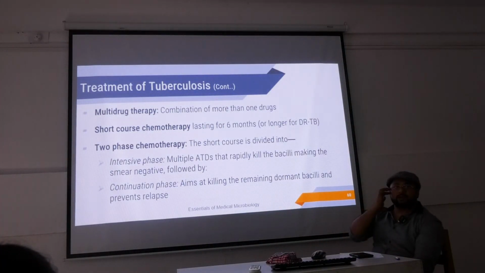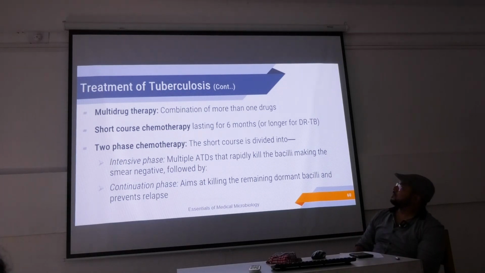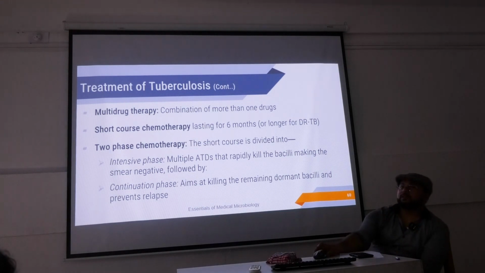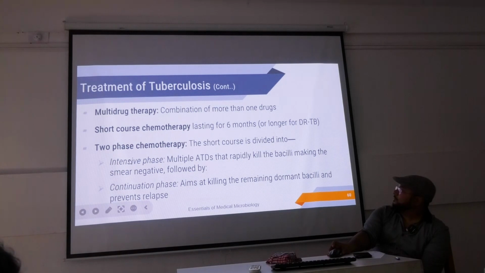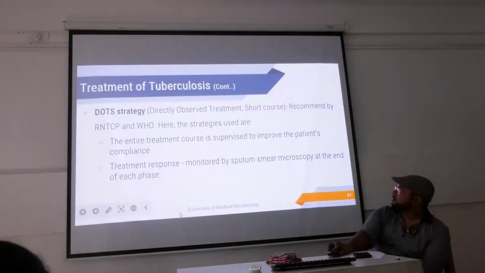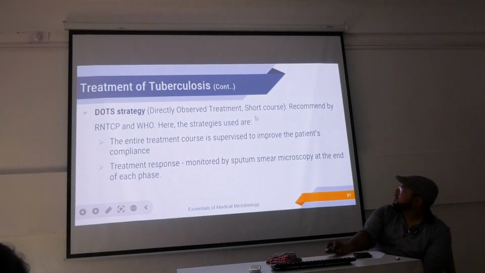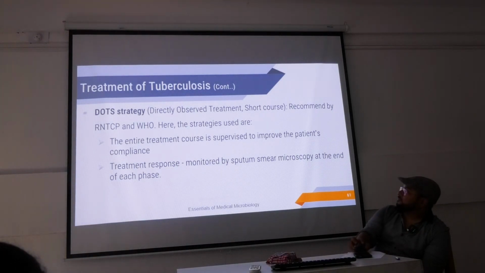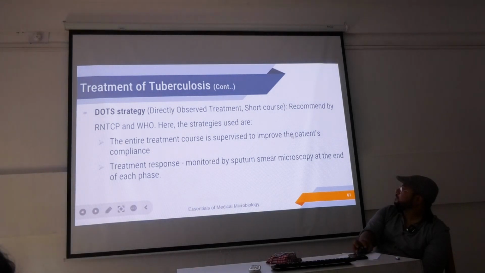The treatment will come in your pharma. Let me just say a few things. Now multi drug therapy, combinations of more than one drug, short course of chemotherapy lasting for more than 6 months or longer for drug resistant TB. How many phases do we have? 2 phases of chemotherapy. The short course is divided into intensive phase, multiple ATDs that rapidly kill the bacilli making the smear negative, followed by continuous phase aims at cleaning the remaining dormant bacilli to prevent its relapse. DOT strategy, observed treatment, short course recommended by RNTCP and WHO. Here the strategy is used for the entire treatment course is supervised to improve the patient compliance.